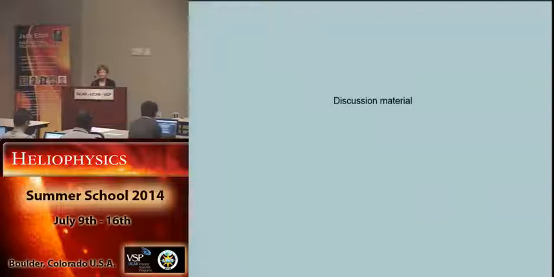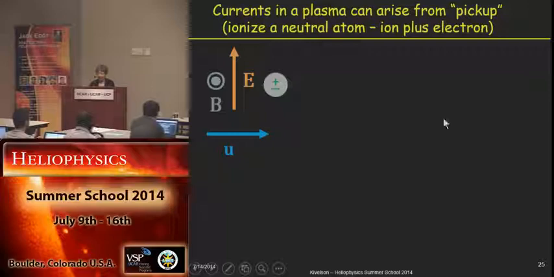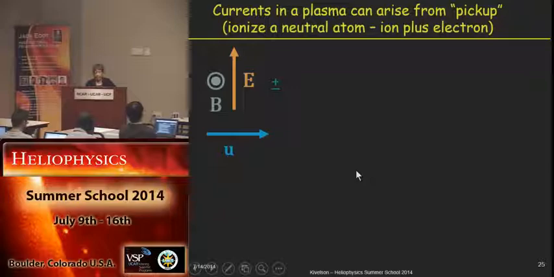So here is how you carry current with pickup ions. First I'm showing you, you can see my pointer. That's so much easier. So I have a magnetic field out of the board. I have an electric field up. I have a neutral with a bound ion and electron, and the whole thing is flowing. So the E is consistent with V cross B, I hope. And now we ionize the neutral. And all of a sudden, the neutral comes in, it's at rest. How is the plus charge going to move?